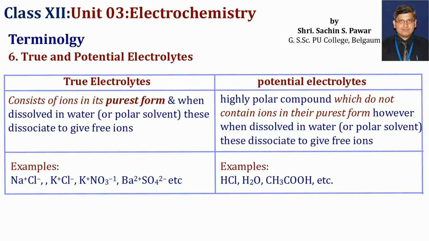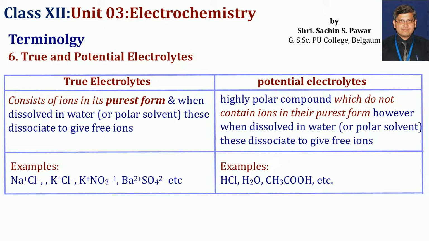True and potential electrolytes. True electrolytes are those which consist of ions in their purest form, and when they are dissolved in water they give ions. However, potential electrolytes, on the right hand side, you can see there are no ions in the purest form, but they are highly polar compounds. However, if you put them in the water, they dissociate to give free ions.